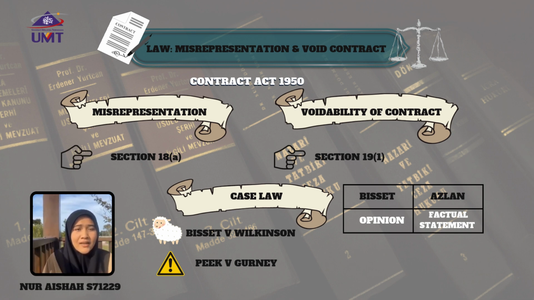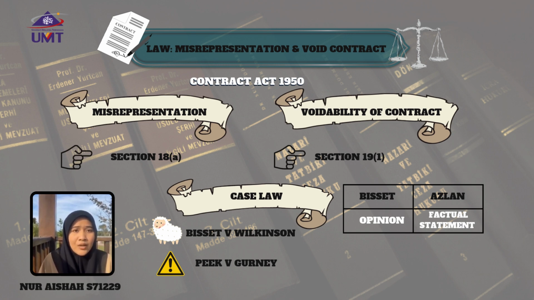Next, Section 19(1) states that if a person gives consent to a contract due to coercion, fraud, or misrepresentation, the contract becomes voidable at their option. This means that the affected party has the right to cancel the contract. Now, let's apply this with a few cases.